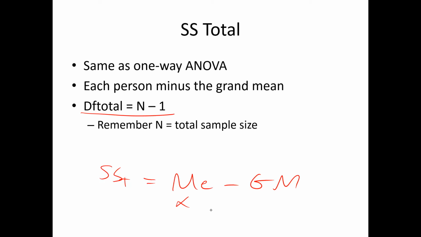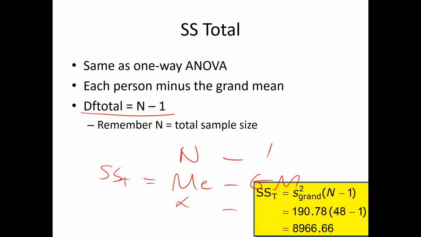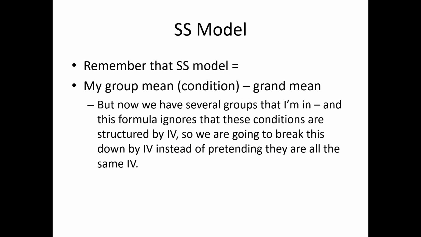DF total is the number of things that we're using. So this is big N for the number of people, minus 1 for calculating the grand mean. You don't really use DF total very often, but it's a thing. So here's the formula for calculating it. You could do this by hand if you wanted to on our data set that I have included, but there it is.